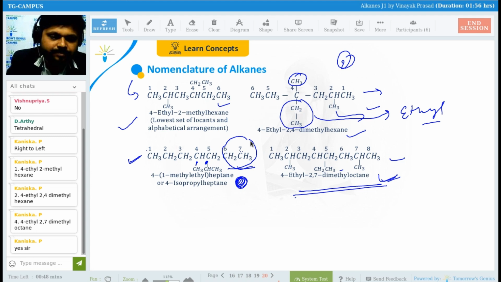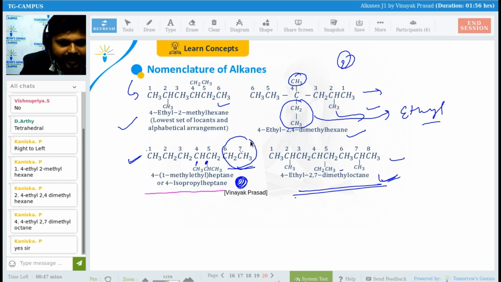See, guys, what is there? At fourth position, the 3 carbons are there, right? One is directly attached and 2 are attached laterally, right? So it will be what? Isopropyl. And the number of carbons in the main chain will be what? That is heptane. So we can say at fourth position isopropyl is there. So 4-isopropylheptane will be the right answer for this question.